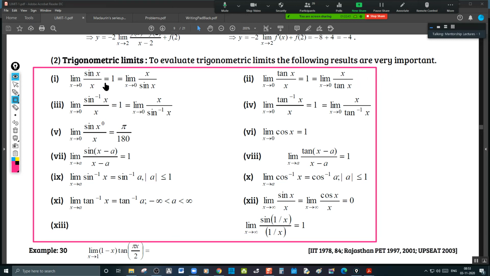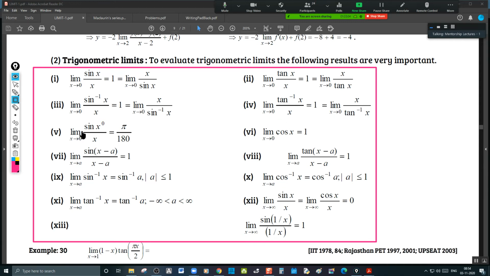Limit sine x by x as x tends to 0 is 1, and even its reciprocal is the same. Limit tan x by x as x tends to 0 is equal to 1, and even its reciprocal is also 1. Similarly, sine inverse x by x as x tends to 0 is 1, and its reciprocal is also the same. Limit of tan inverse x by x as x tends to 0 is 1, and its reciprocal is also the same.